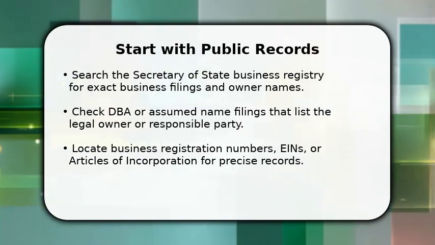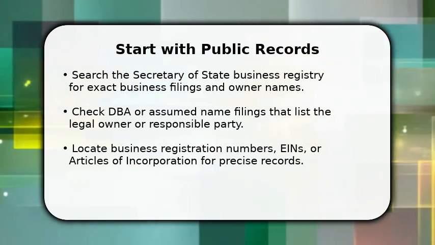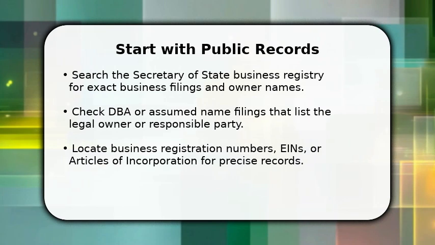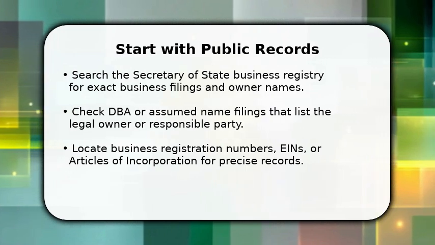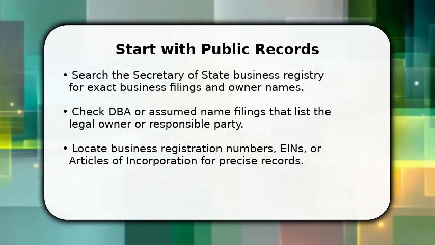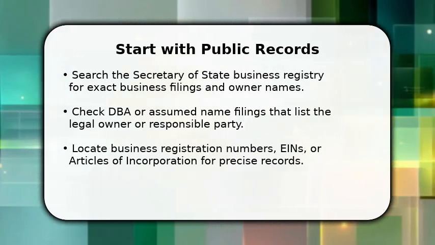Begin by searching public records at your state Secretary of State website. Use the business registry search and enter the business name exactly. Look for articles of incorporation, registration numbers, and filing dates. Note the listed agent, officers, and the legal owner names shown on filings.